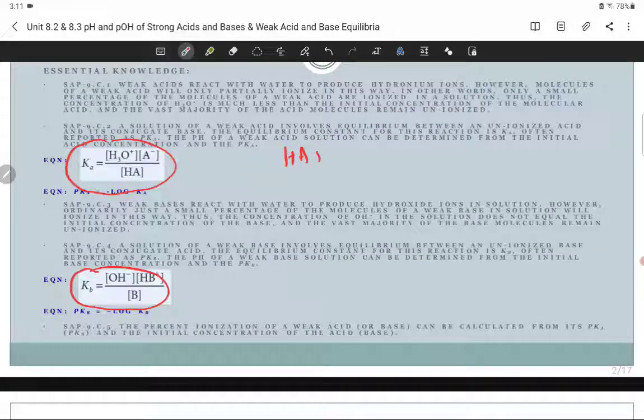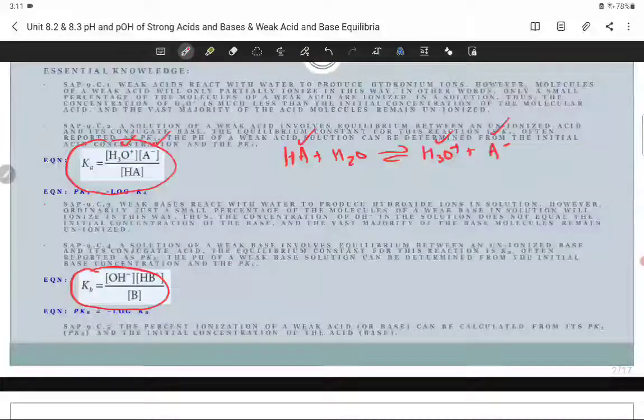This is nothing different. It's just showing the acid written like this. So if you would take some weak acid and put it into water, you would get hydronium and the conjugate base. So conjugate base and hydronium go up top. The weak acid goes on the bottom. Water doesn't belong because it doesn't have a concentration, and that equals an equilibrium constant, and we'll call it Ka.